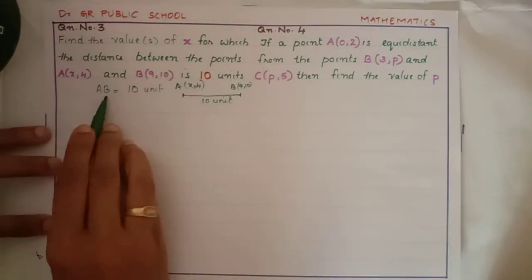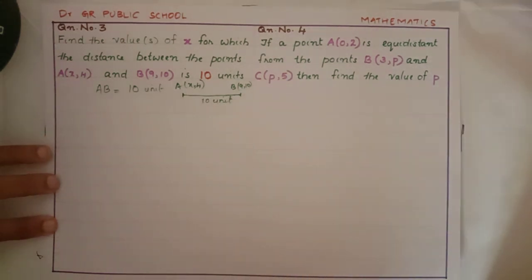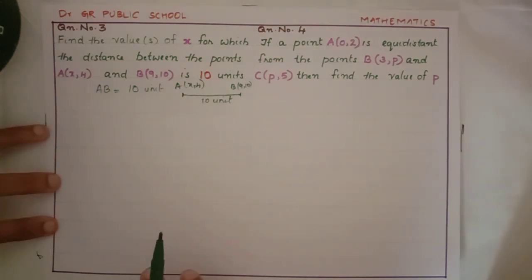How will you get AB? Distance formula. See children, whenever you get a question in coordinate geometry, if the question is on distance formula or remaining sections also, you have to write the formula in each and every question, because there is a mark for this formula step. Okay. So don't forget that you have to write the formula in each and every answer.